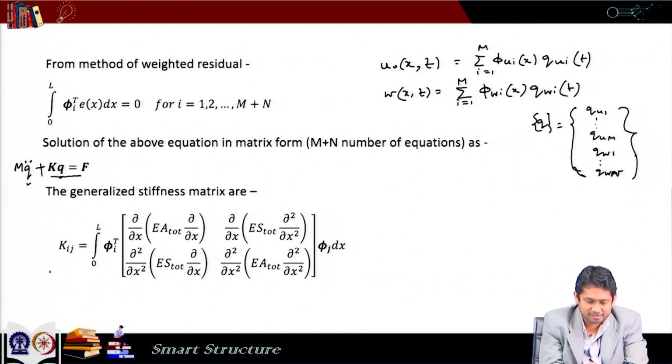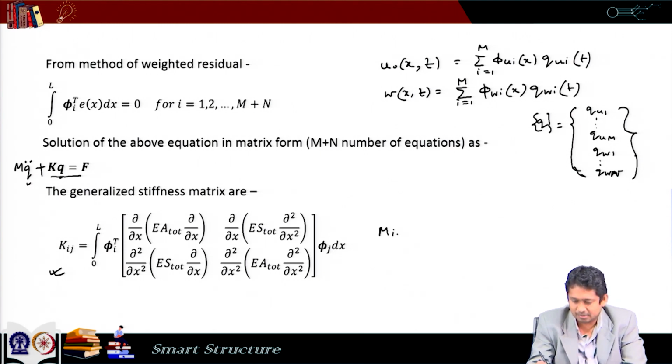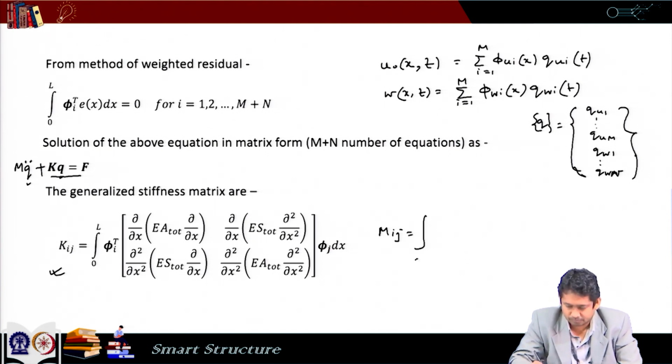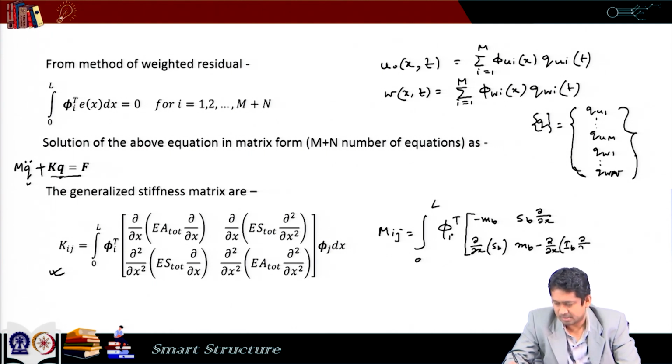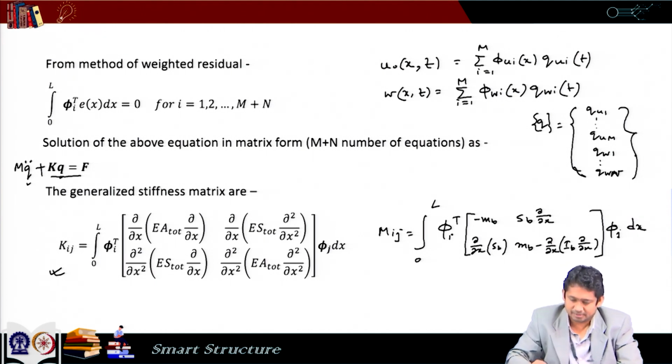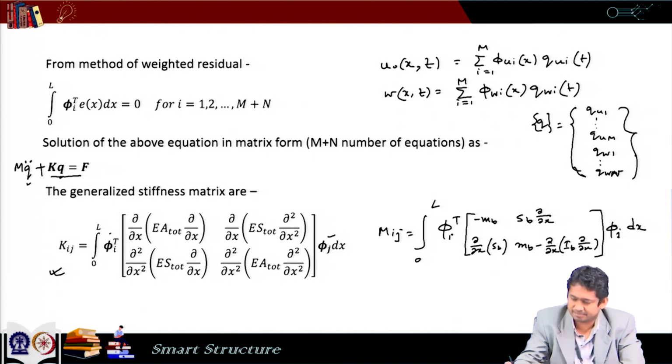Here the generalized stiffness matrix K I j, we already wrote it. Now, accordingly M I j is going to be the integral from 0 to L of phi I transpose, minus M b S b del x, S b, M b minus, so here it will be S b del x, and here we have M b minus del x I b del x, and this gets multiplied with phi j dx, and this phi I j, they are same.